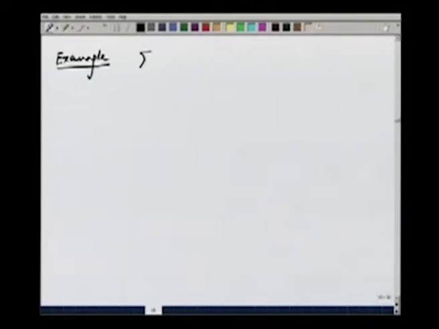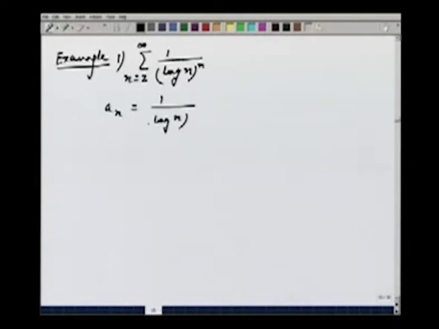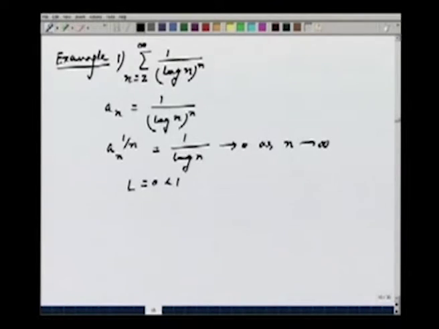Let us look at summation. So this is the first example. 1 by log n whole to the power n, n from 2 to infinity. Okay. So here an equals 1 by log n to the power n. That means an to the power 1 by n is 1 by log n. Okay. This goes to 0 as n goes to infinity. So in this case L equals 0, which is less than 1. Okay. That implies the series converges.